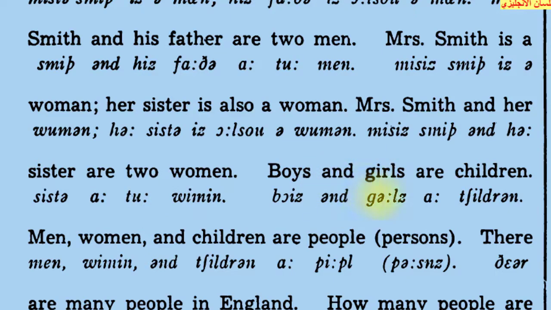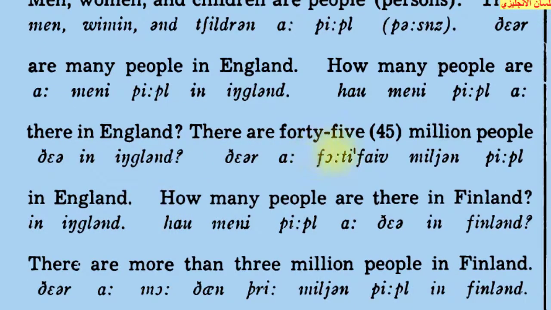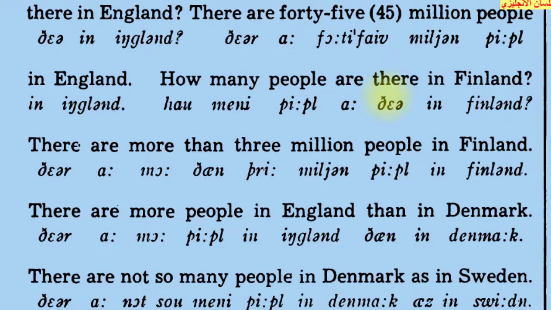Boys and girls are children. Men, women, and children are people, persons. There are many people in England. How many people are there in England? There are 45 million people in England. How many people are there in Finland? There are more than 3 million people in Finland.